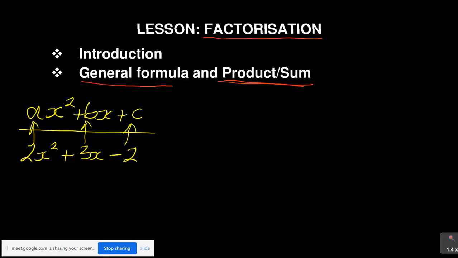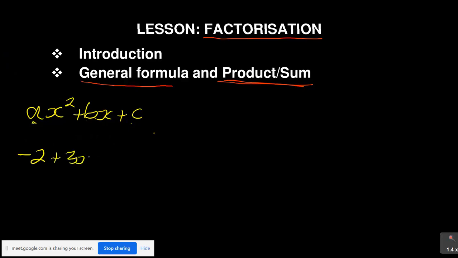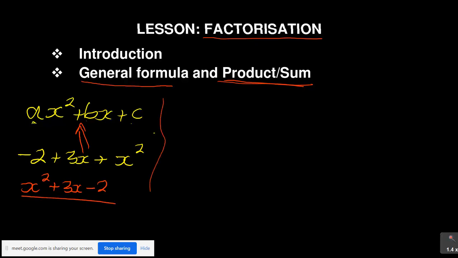So every time you are given a problem, sometimes they like mixing it. For example, they can give you something like this: minus 2 plus 3x plus x squared. When they give you like this, you must always remember to first transform it into the general form. So always go back to that. Are you with me? You have to start with your x squared, followed by your 3x, then negative 2. Please remember that. They usually confuse students in that part.